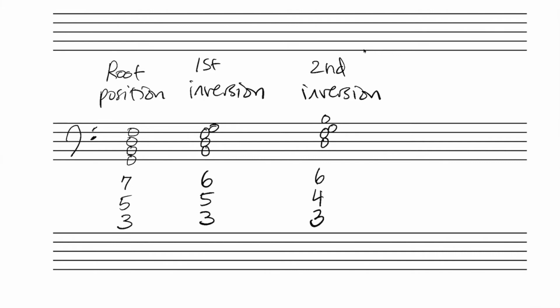And finally, unlike triads, seventh chords have the possibility of third inversion, when the seventh of the chord is in the bass. In this case, with the G7 chord, that means F is in the bass. And the figured bass symbol that goes with that is 6-4-2. Why? Because there's a second above the bass, a fourth, and a sixth.